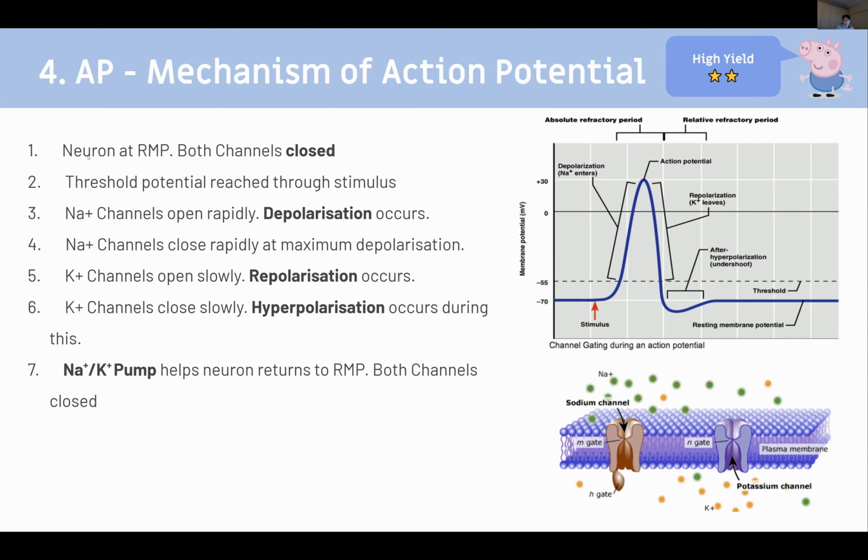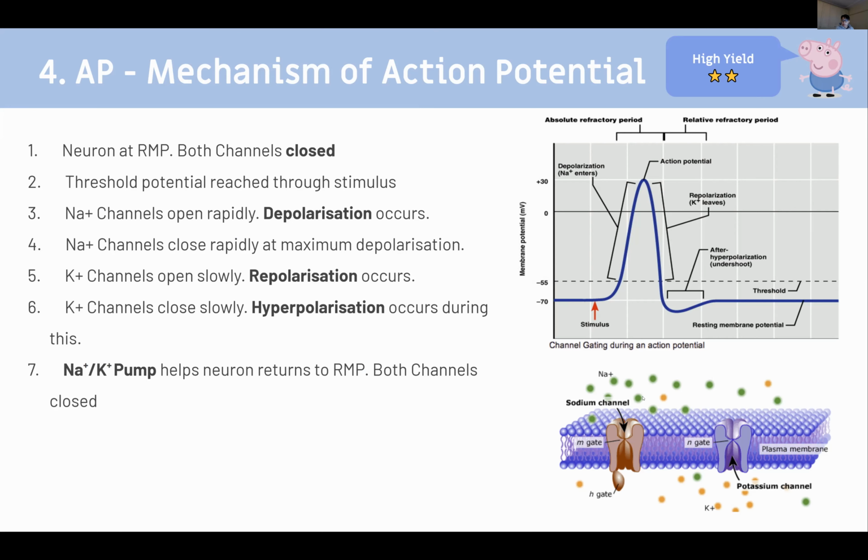So we start off with our neuron, which is at our resting membrane potential. Remember, we said this was around -70 millivolts, and we looked at how that RMP was created previously. Both channels are going to be closed, our sodium and potassium channels, and we're going to have this threshold potential. So basically, once we reach -55 millivolts, our sodium channels are going to open rapidly, and this is going to result in depolarization.